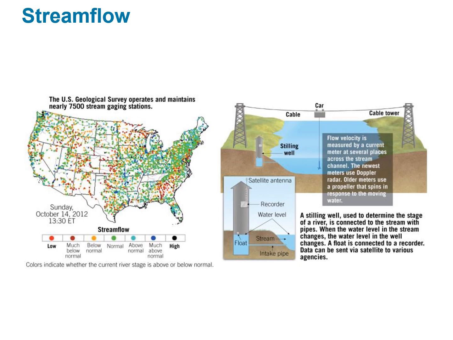So here is a picture of all the over 7,000 gauging stations around the U.S. All right, and then these are the cable towers with the cable car, and they usually have wells to measure the river stage.